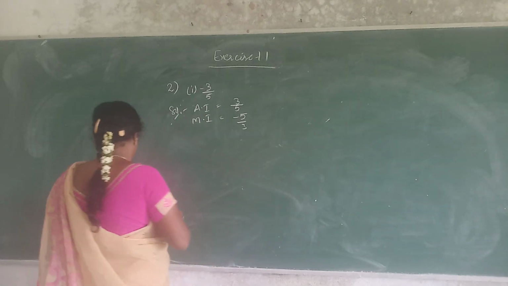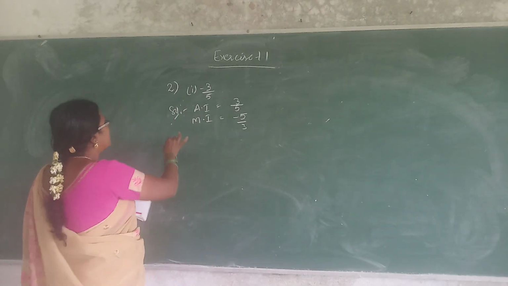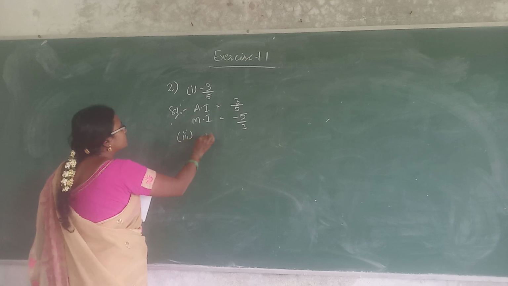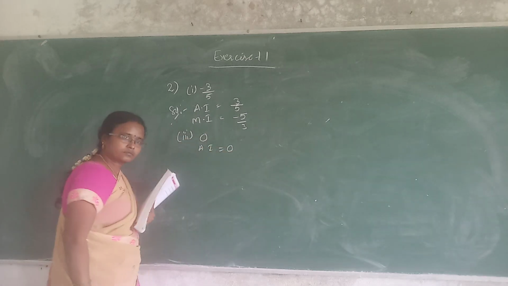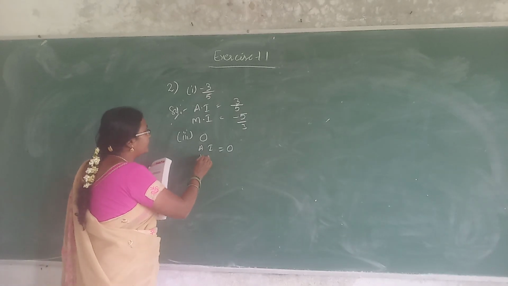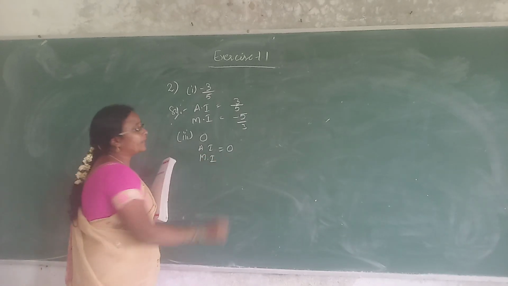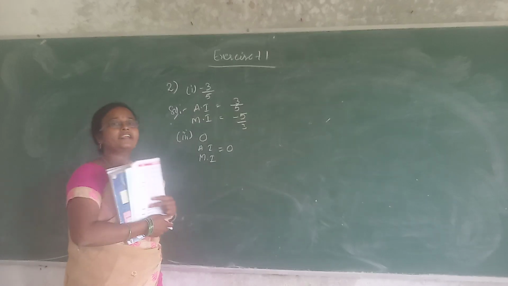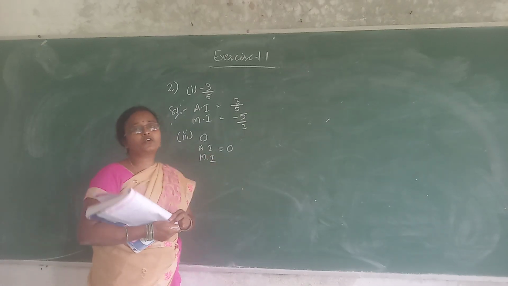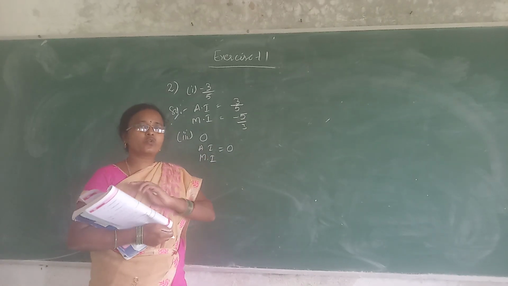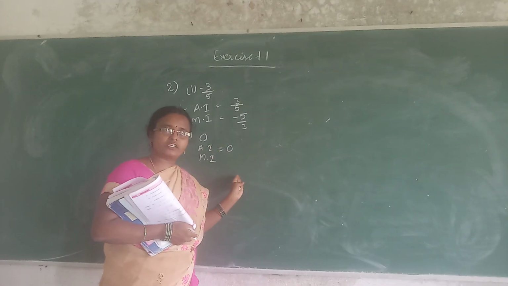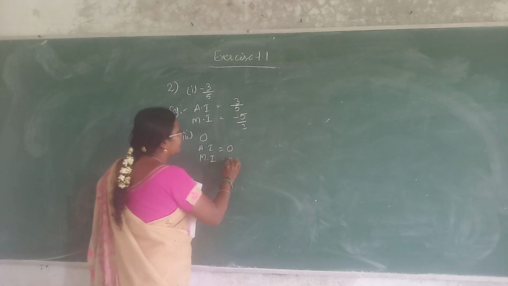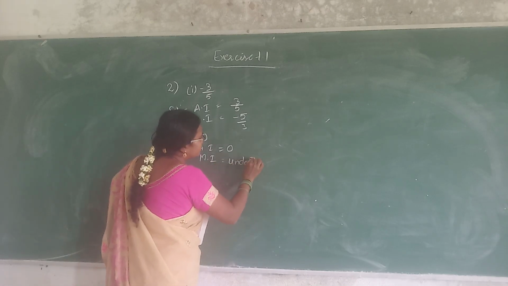Next, for the third problem, 0. The additive identity is 0 and the additive inverse is 0. And the multiplicative inverse: is there any digit that should be multiplied with 0 to get 1? There is no digit in the universe that gives the value 1 on multiplication with 0. So, you can write it as undefined.